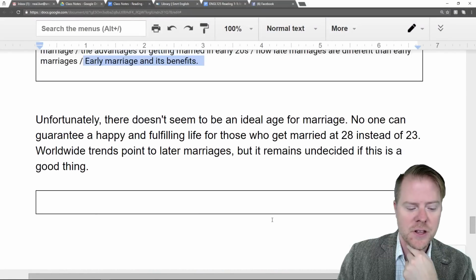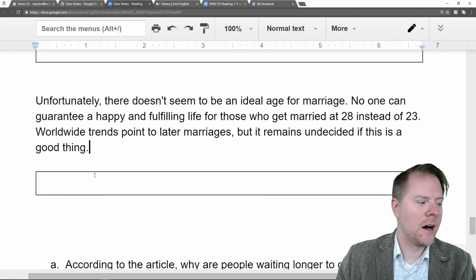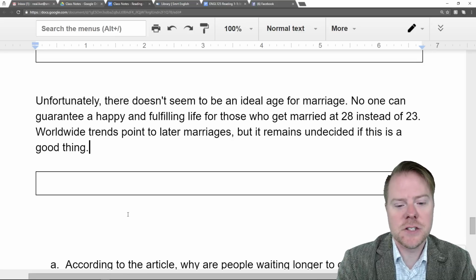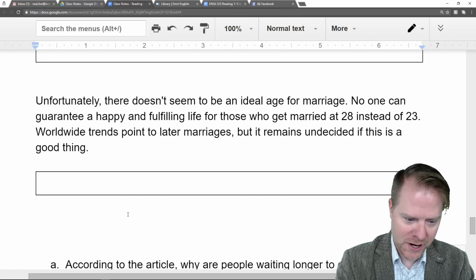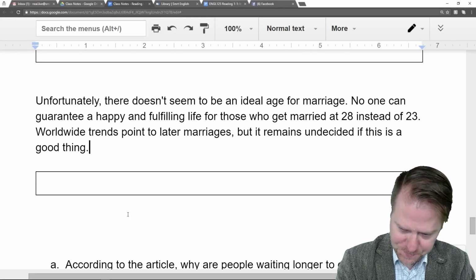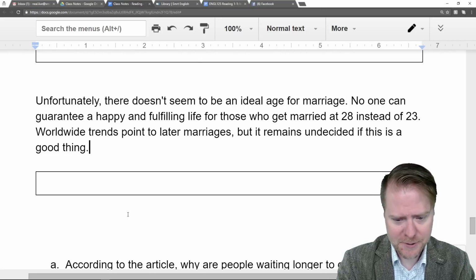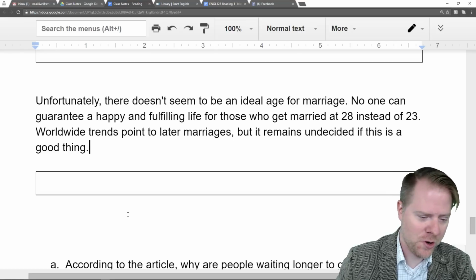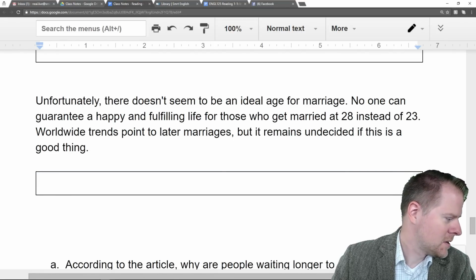Let's get to the last paragraph. Final paragraph. Unfortunately, there doesn't seem to be an ideal age for marriage. No one can guarantee a happy and fulfilling life for those who get married at 28 instead of 23. Worldwide trends point to later marriages, but it remains undecided if this is a good thing. Okay, short paragraph. Can you give me a short summary?